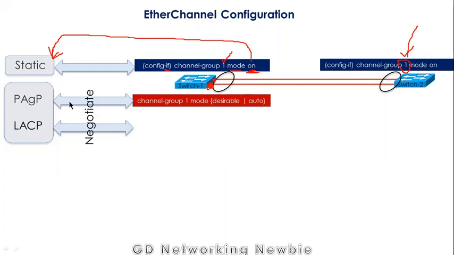Now, to configure the dynamic protocol, say for example PAgP, again we first need to go to those particular interfaces. Once we are in interface mode, we can use the same channel-group command, select any number, and then the mode. In this mode we actually have two options when configuring dynamically: one is desirable and the second one is auto.